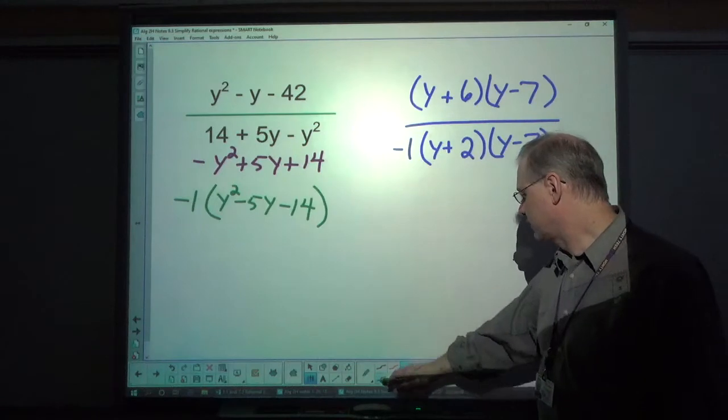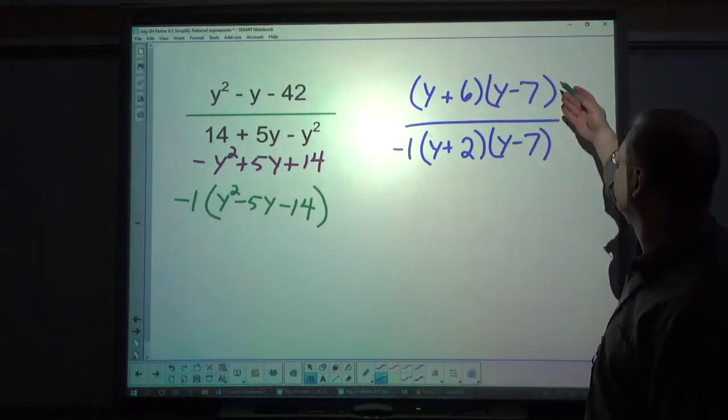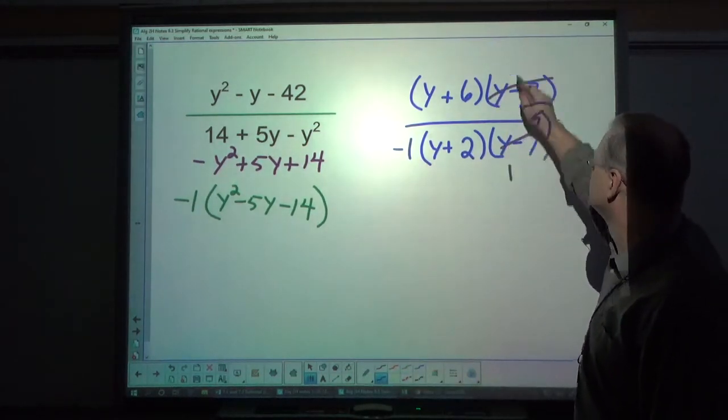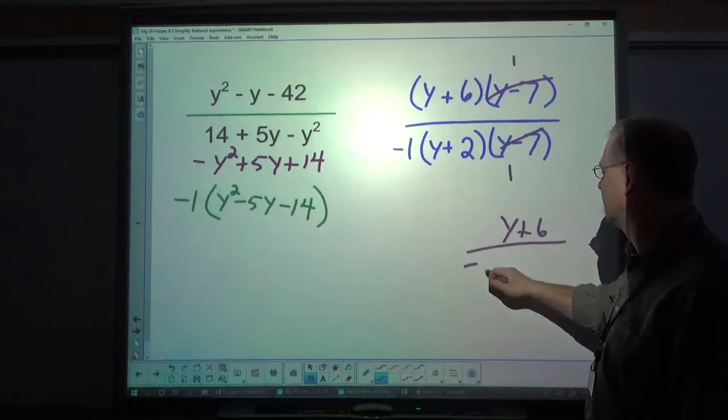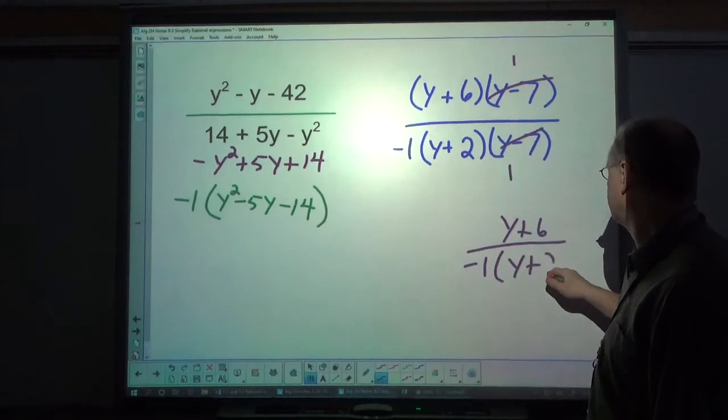Now I can go ahead and try to reduce. The y minus 7's cancel. That leaves me with y plus 6 over negative 1, y plus 2.